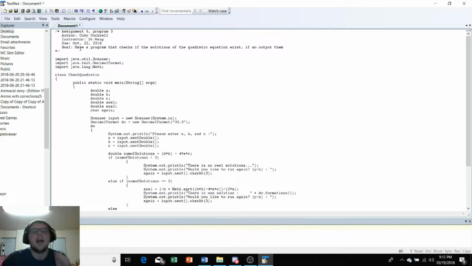Alright. Our goal is to have a program that checks if the solutions of the quadratic equation exist. If so, output them. This takes a little bit of knowledge. One, it's easy if you know the quadratic equation, but you have to understand the equation to check if the solutions exist.